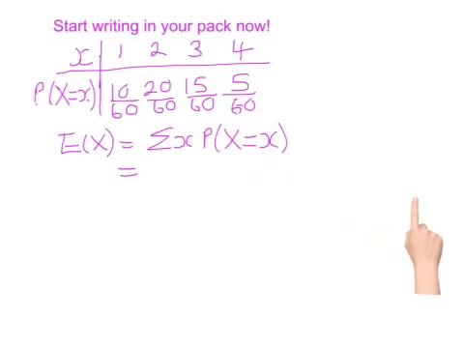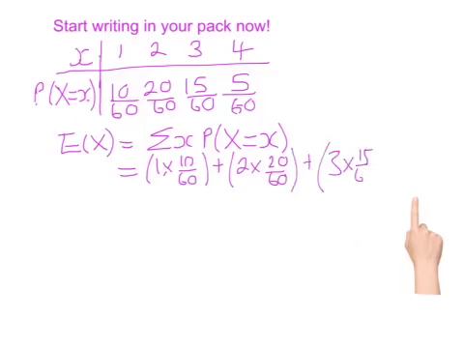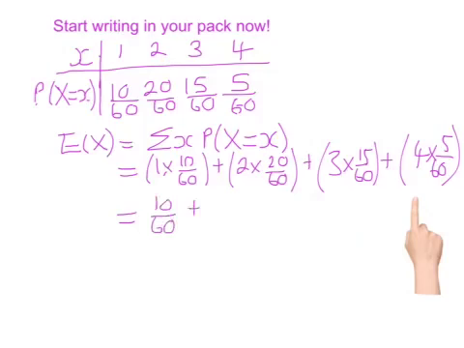That's it. Now you're going to get fed up with this, and I'm sorry about it. There's nothing I can do. 1 times 10 over 60 plus 2 times 20 over 60 plus 3 times 15 over 60 plus 4 times 5 over 60, and you have to write that line out, gang. So 1 times 10 over 60 is 10 over 60, and you have to have this line. 2 times 20 over 60 is 40 over 60, plus 3 15s are 45 over 60, 4 fives are 20 over 60. And if we add all that up, we're getting 40, 85, 95.